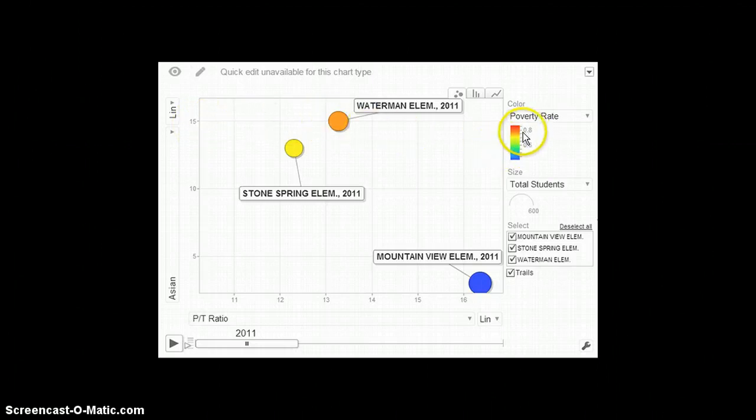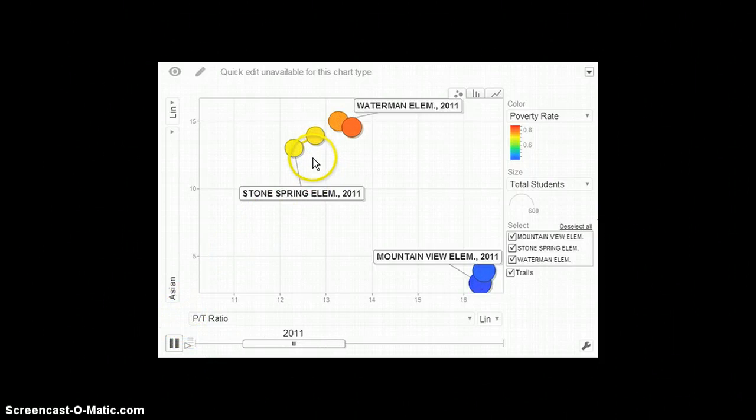I also have the poverty rate, so that's a color. Blue is going to be the least amount of poverty, where we go up to yellow. This is going to be middle, Stone Spring, and Waterman is going to have the highest poverty rate there. I've selected all three of my schools so I can see them labeled as they're moving around, and I also clicked on trails so I can see as they move over time. So I'm pressing play now. Again, I had slowed that down just a little bit.